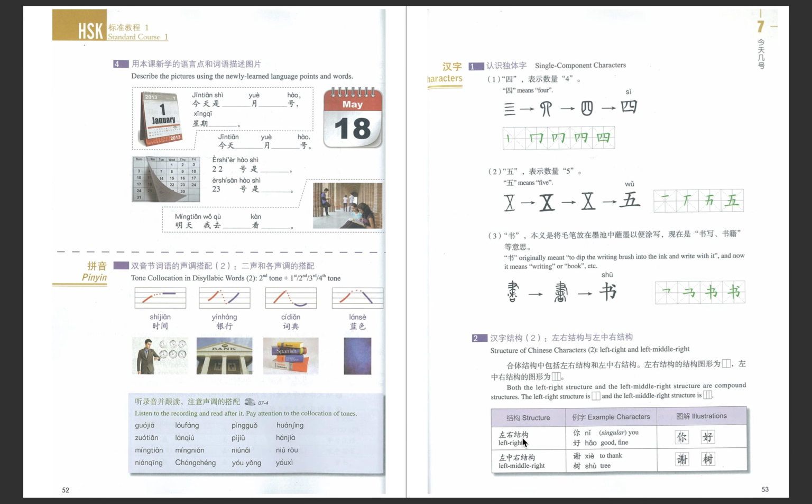Okay, number 4. Describe the pictures using the newly learned language points and words. 今天是 blah blah blah 月 blah blah blah 号星期 blah blah blah. 今天是 today is, 月 month, 号 number, date, 星期 week. So you just put the correct numbers in the blank parts.